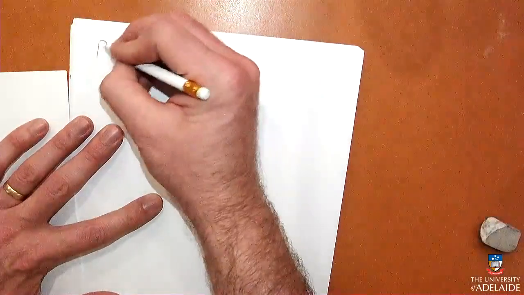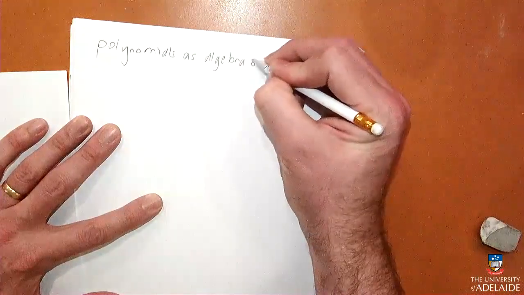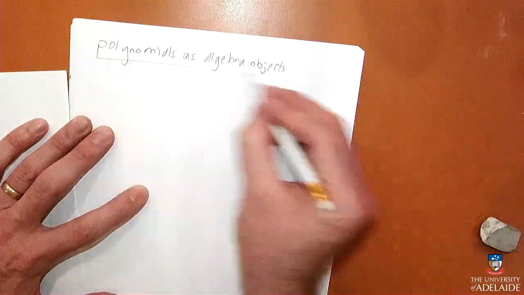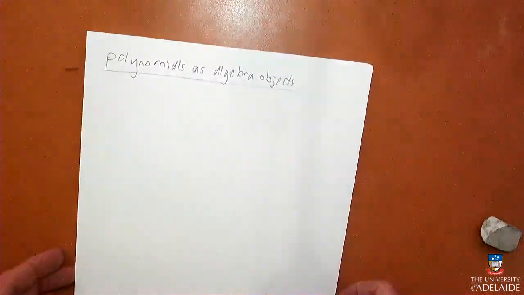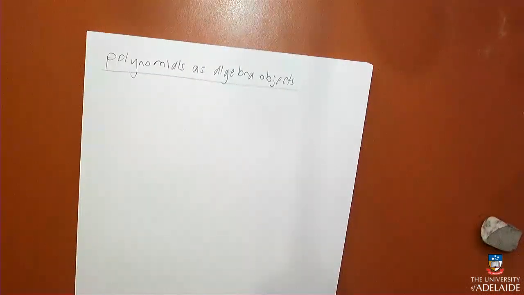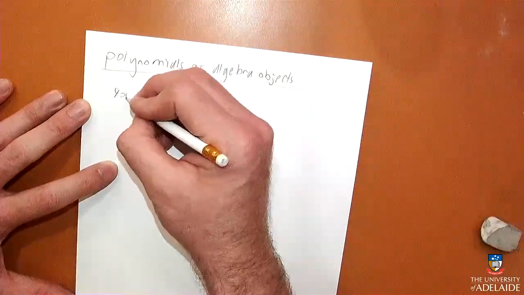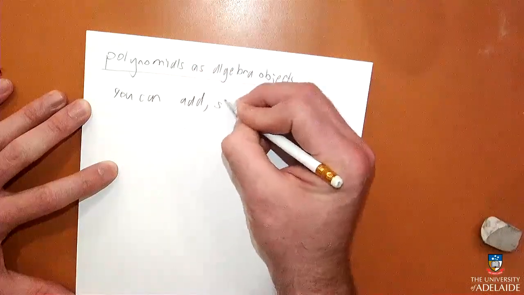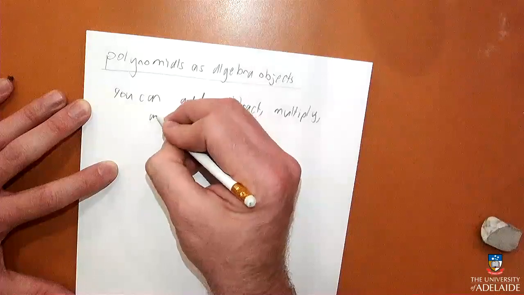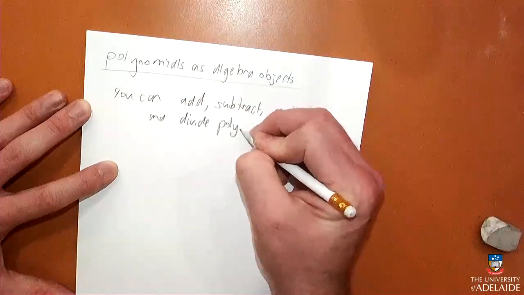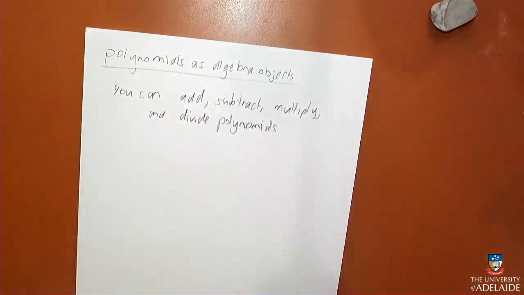So I'm just going to write a title. Polynomials as algebra objects. It turns out that we can think of them as algebra objects and have operations that do addition and multiplication and subtraction and those sorts of things, and hopefully division. Division is going to be a bit tricky. So you can add, subtract, multiply, and divide polynomials to create new polynomials.